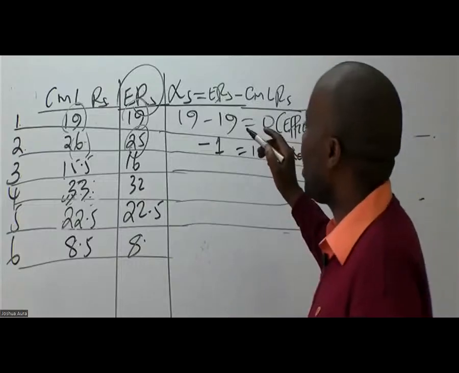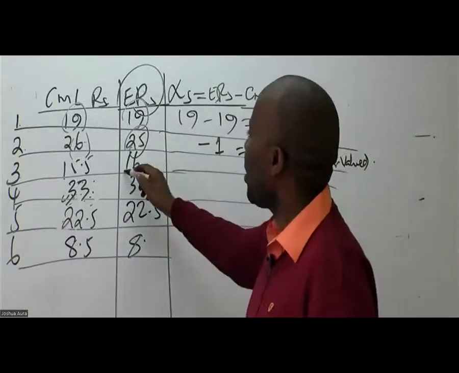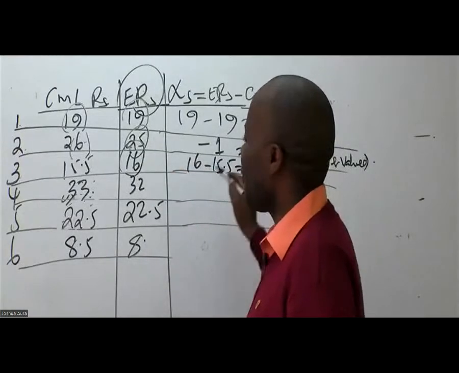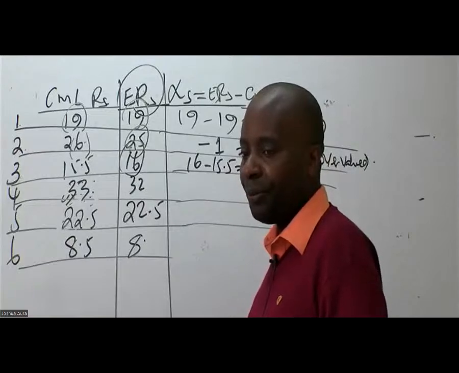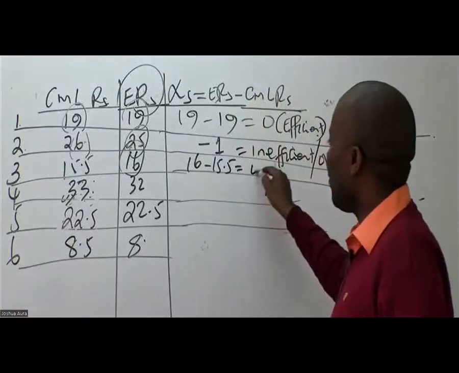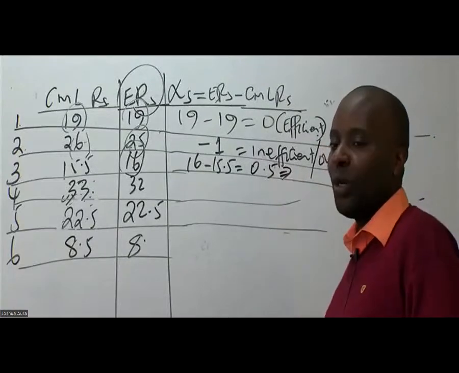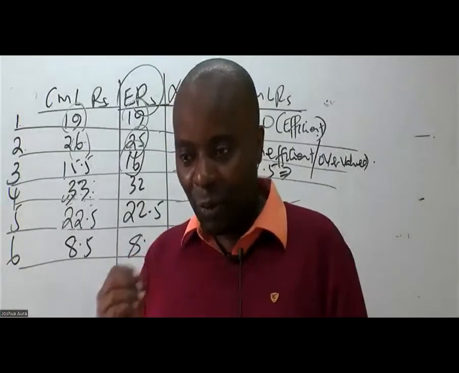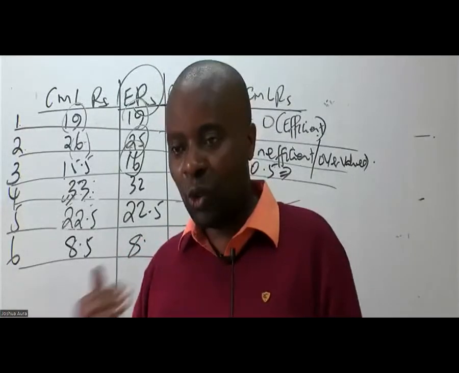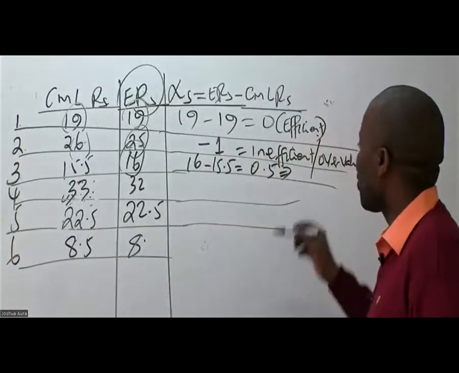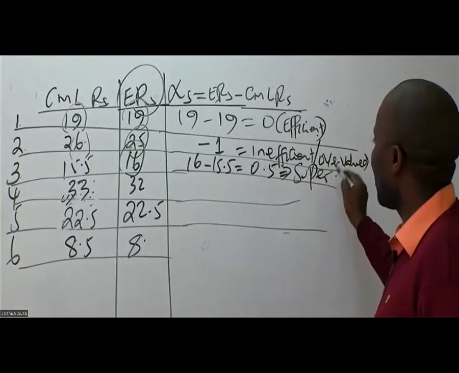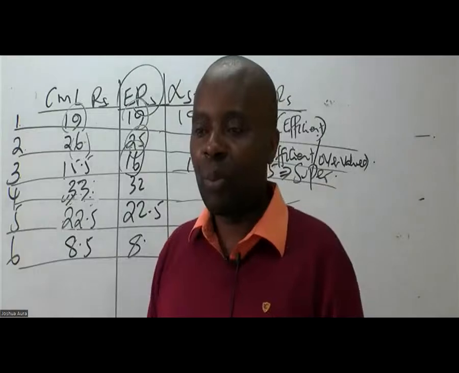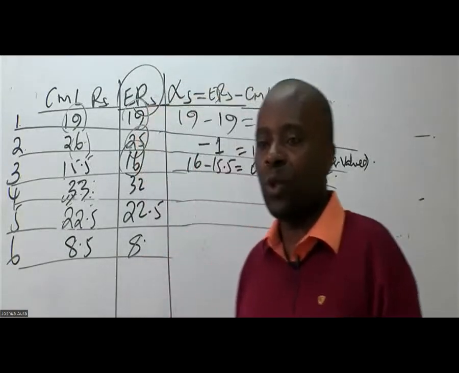So let's go to the next one. ERS, we have here 16, 16 minus 15.5, which gives me a positive 0.5. What does this mean to us? It is profitable. You are super efficient. Super with P, super efficient.